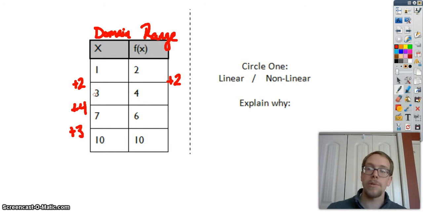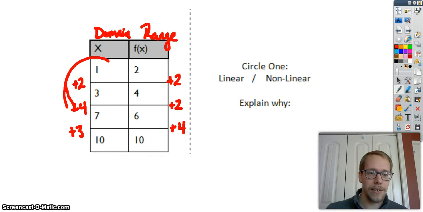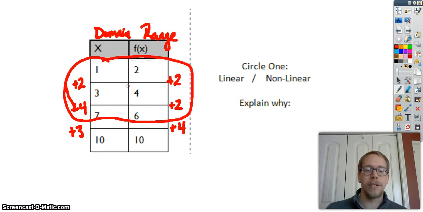Notice the difference between 1 and 3 is 2. The difference between 7 and 3 here is 4. Well, notice the difference between 4 and 6, I'm just adding 2 again. And the difference between 6 and 10 here, I'm adding 4. Well, notice here, let's focus, and we don't even have to look at the bottom part of the table, but look right here.